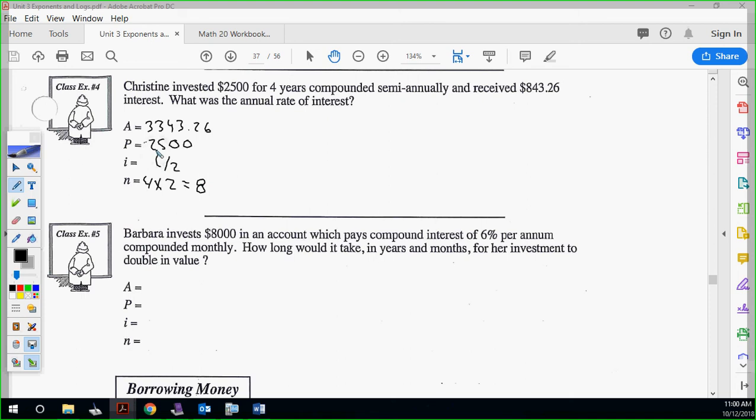Good? So then what we're going to do is we're going to go 3,343.26 equals 2,500 times 1 plus I over 2 to the 8th. That's your setup. One's always there. 1 plus, right? 1 plus interest rate. So what's our first step to solve here? Yep, divide by 2,500.